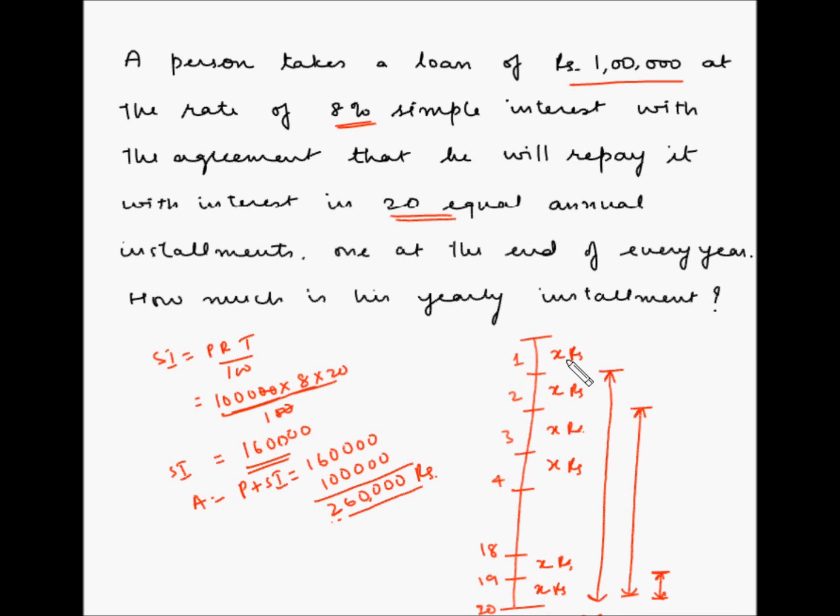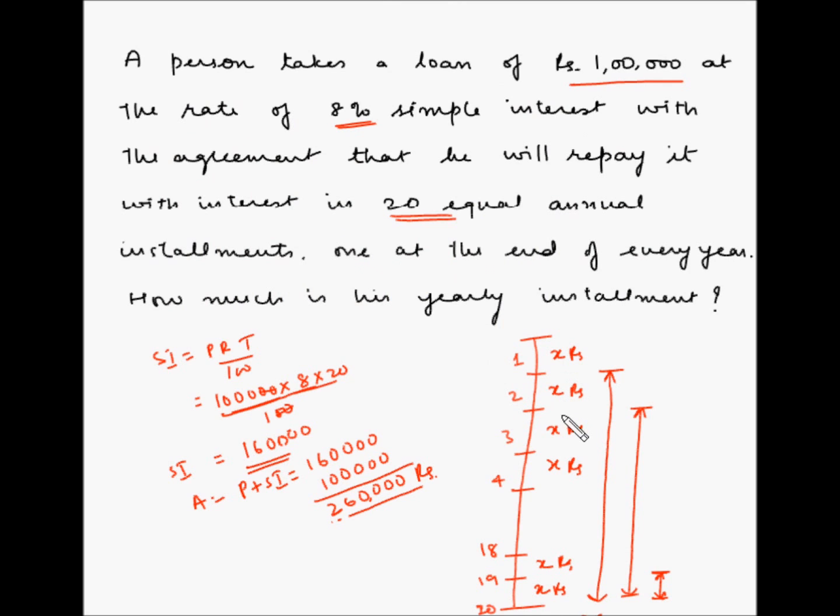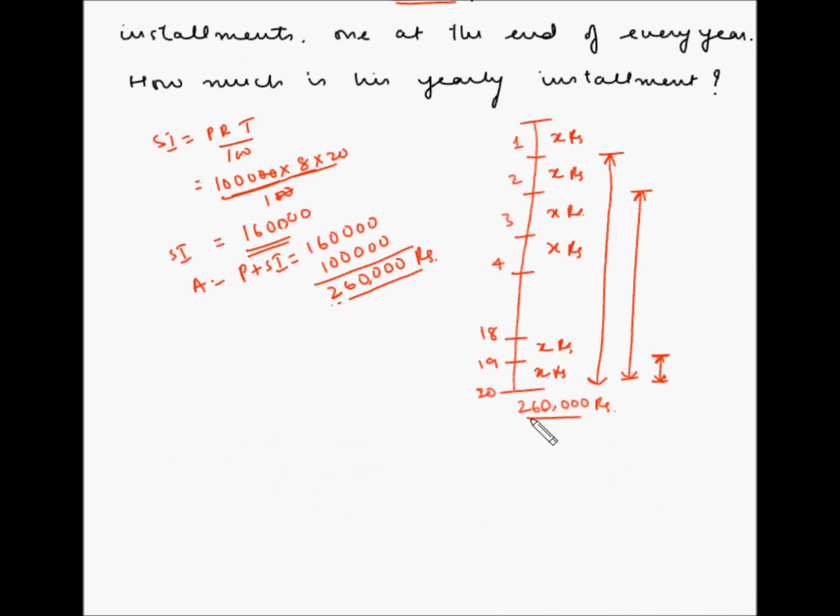So basically X plus X plus X plus X up to 20 times is not equal to 260,000 rupees, but X plus X plus X plus X up to 20 times plus the interest for the 19 years plus the interest for 18 years plus interest for 17 years and so on plus interest of last 1 year is equal to 260,000 rupees. So let's express this in terms of an equation.